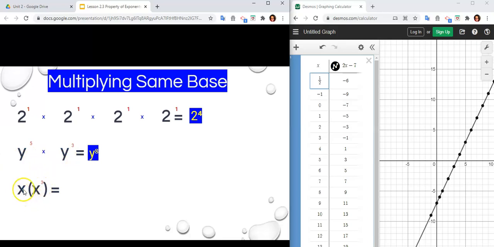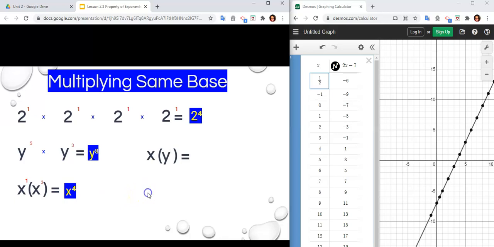So I have x to the 1st power. Remember, there is no exponent there, but it's still to the 1st power, times x to the 3rd power. They both have the same base. The base is x. So that means all you have to do to simplify this is to just add those exponents. So 1 plus 3 will give you 4. So this is x to the 4th power. All right. Now, what about this?